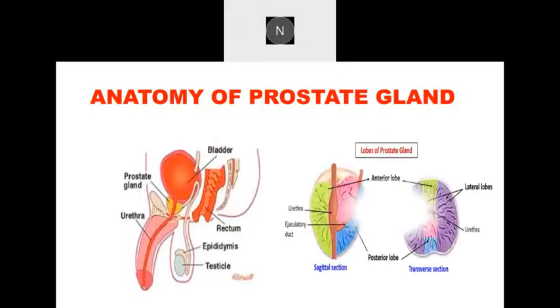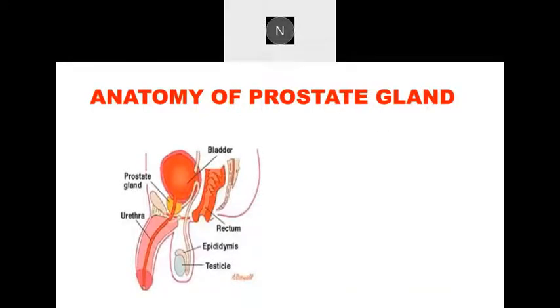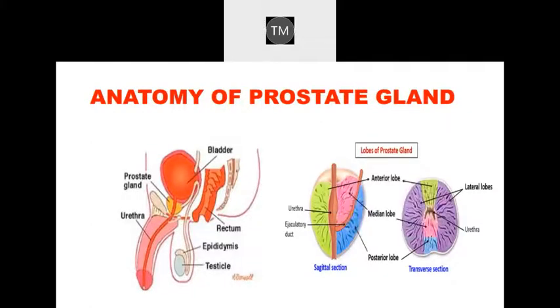And how many lobes of the prostate are there? 5 lobes, sir. What are the 5 lobes? Median, anterior, 2 lateral, sir. Very good. Anterior, posterior, and 2 lateral. You have 2 laterals, you have the anterior lobe, there is 1 posterior lobe and 1 median lobe.